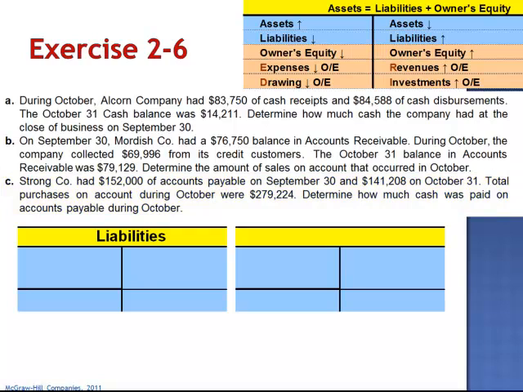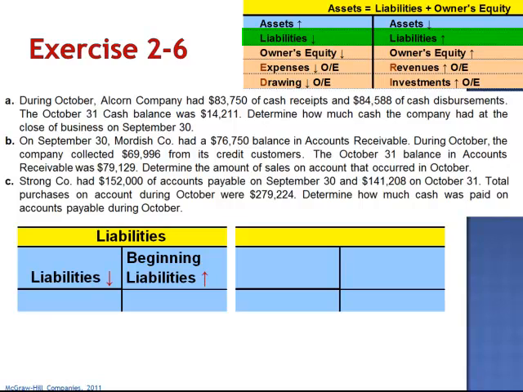Liabilities sit on the right-hand side of the equation. They have a normal credit balance. The beginning balance in a liability account should be a credit. Increases to liabilities are credits. Decreases to liabilities are debits. And this makes sense. Since liabilities sit on the right, they increase on the right and decrease on the left, leaving us with a normal ending credit balance.